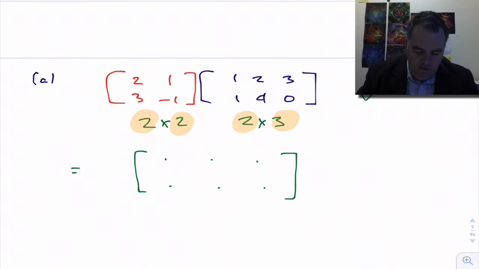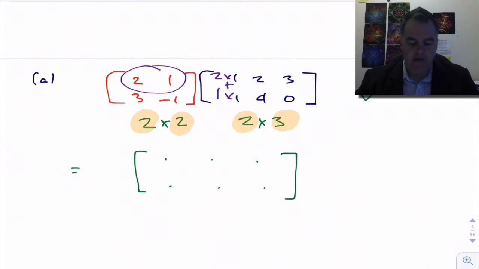So 2, 1, think of this first row here, think of it turning on its side so it becomes 2, 1 like that. You multiply and add. So you take the first row, you turn it on its side, you move it across, you multiply and add. So that first number there is going to be 3. 2 times 1 plus 1 times 1.